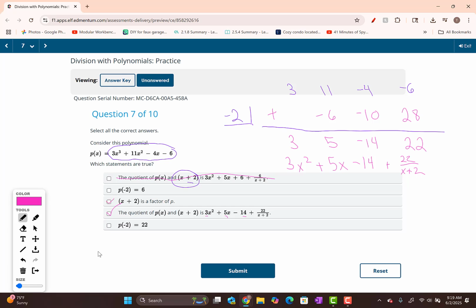No, hold on a second. It doesn't mean that. So it doesn't divide evenly. For it to be a factor, that means it divides evenly into that polynomial, and it doesn't divide evenly because we're left with the remainder. It's my fault. So we're going to mark this one out. It is not an answer choice.